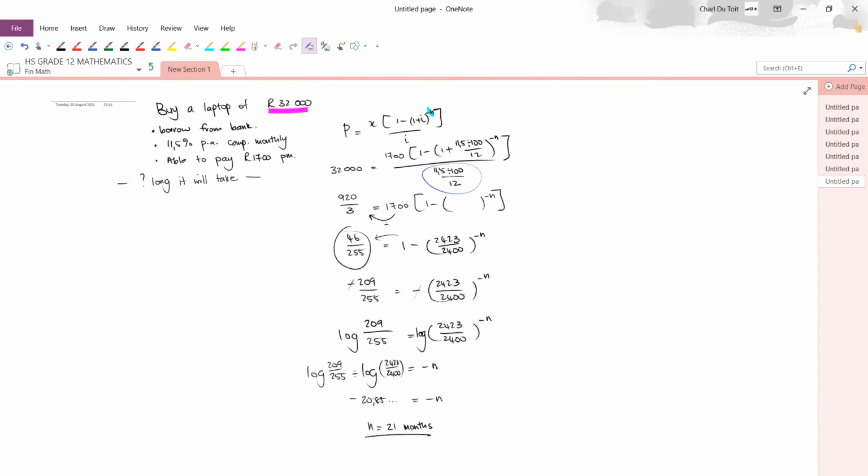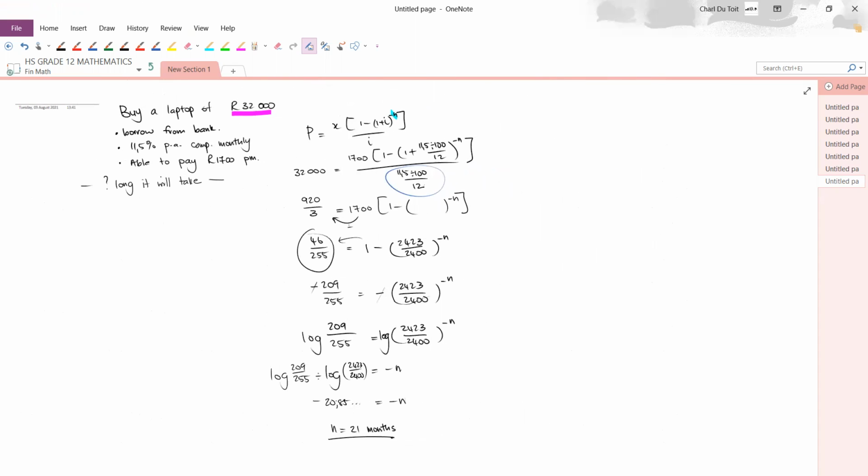I'm going to make 21 payments of 1,700 Rand each. Really not 21. The last payment is slightly less. So I'm going to make 20 full payments of 1,700 Rand. Then the last payment is going to be slightly less.